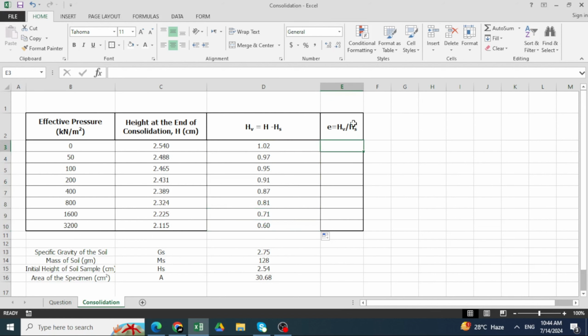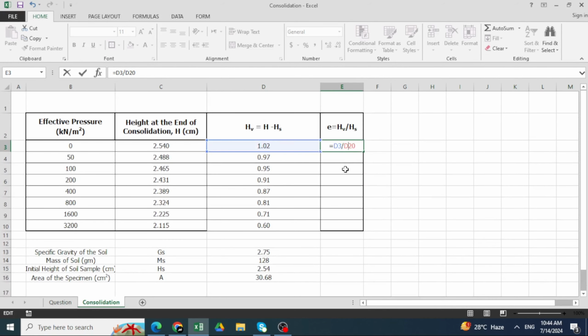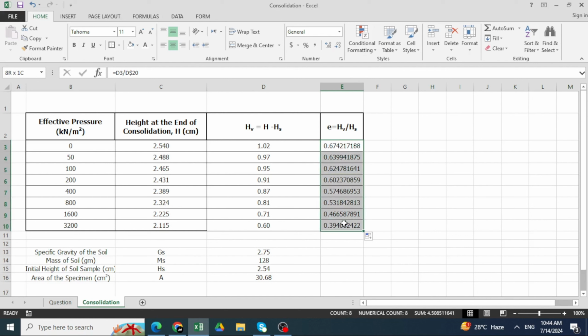On the other side we have the void ratio. So void ratio is the height of the voids to the height of the solids, which is equal to height of void divided by height of the solid, that is given already here. So this one is the height of the solid, keeping it constant, adding the dollar sign here, and now you can see that is the void ratio, keeping it up to 2 decimals. Now you can see this one.